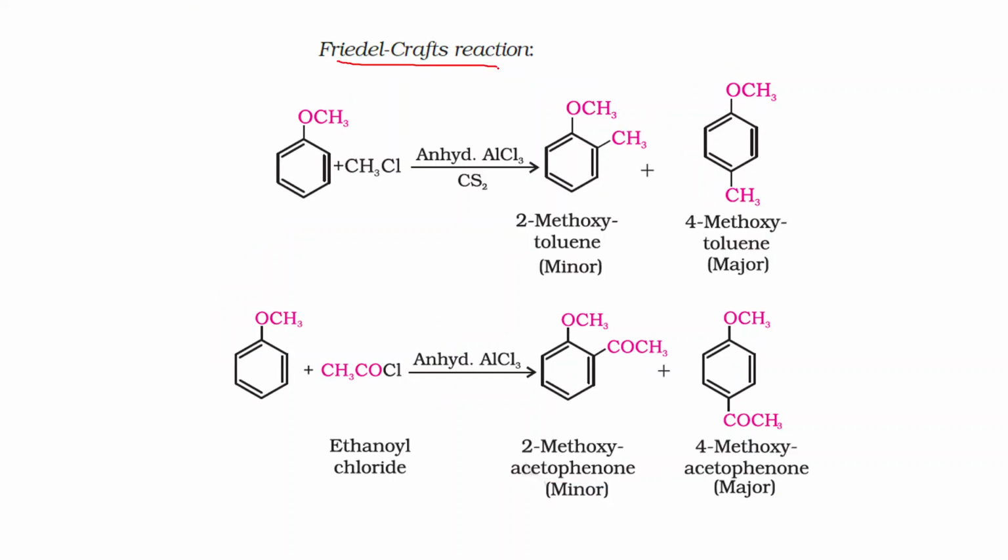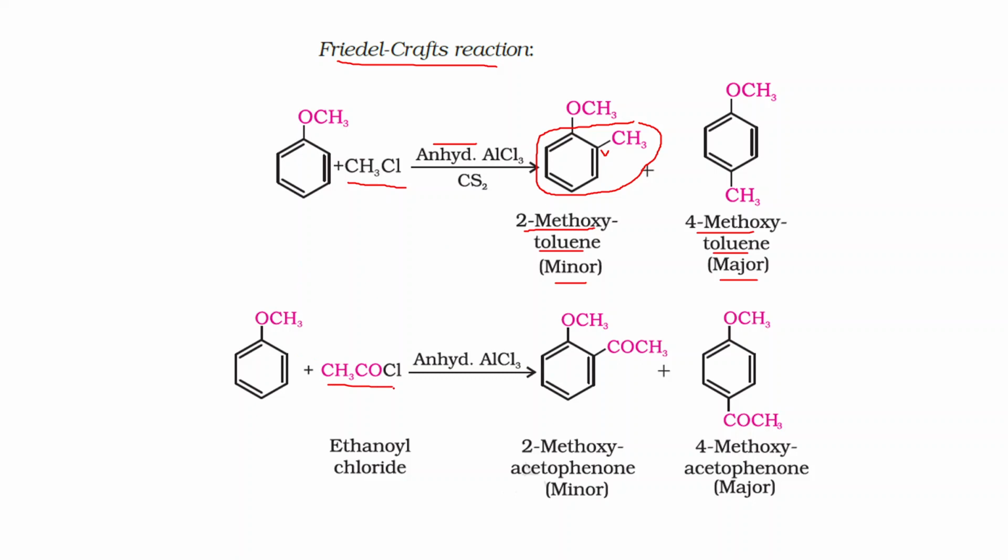Now Friedel-Crafts reactions. As we know, Friedel-Crafts reactions are of two types, alkylation and acylation. First see this alkylation, that is the introduction of a CH3 group in the benzene ring. When this reacts with CH3Cl in the presence of anhydrous AlCl3, we will get, at the ortho position, CH3. This is 2-methoxytoluene. This is a minor, and this is 4-methoxytoluene. This is a major. In this case, actually this is a toluene, that's why this is considered as a derivative of toluene.